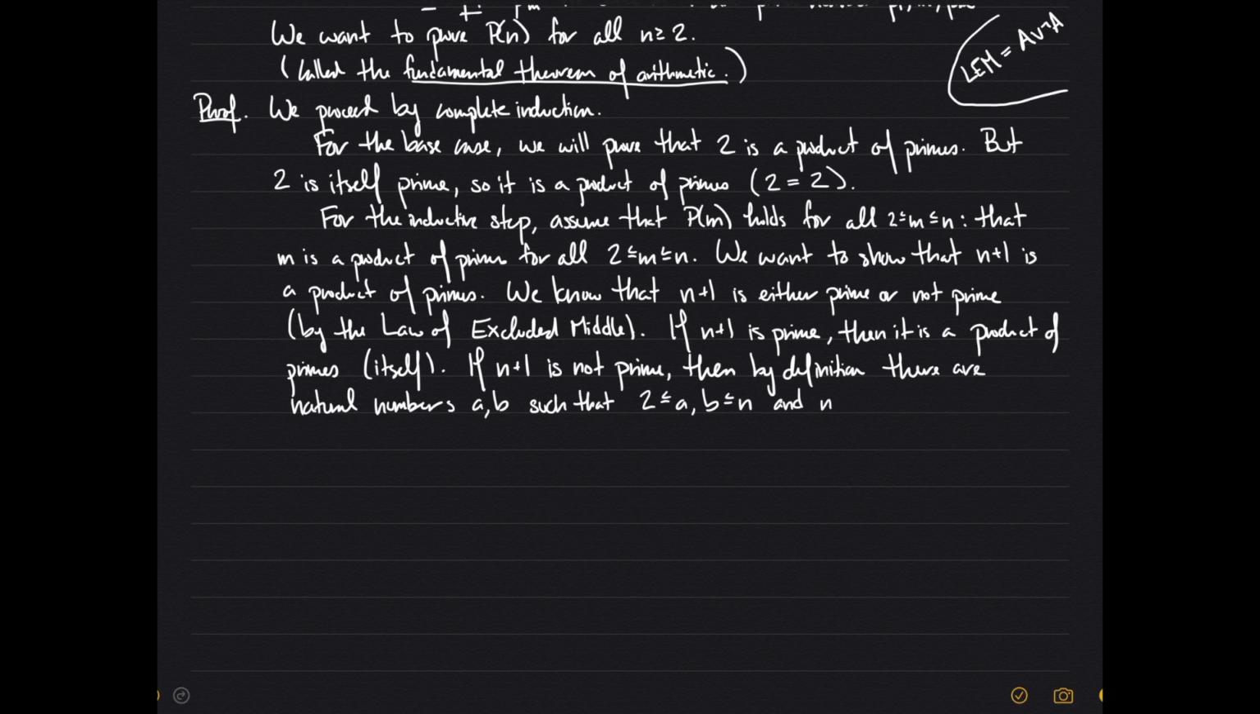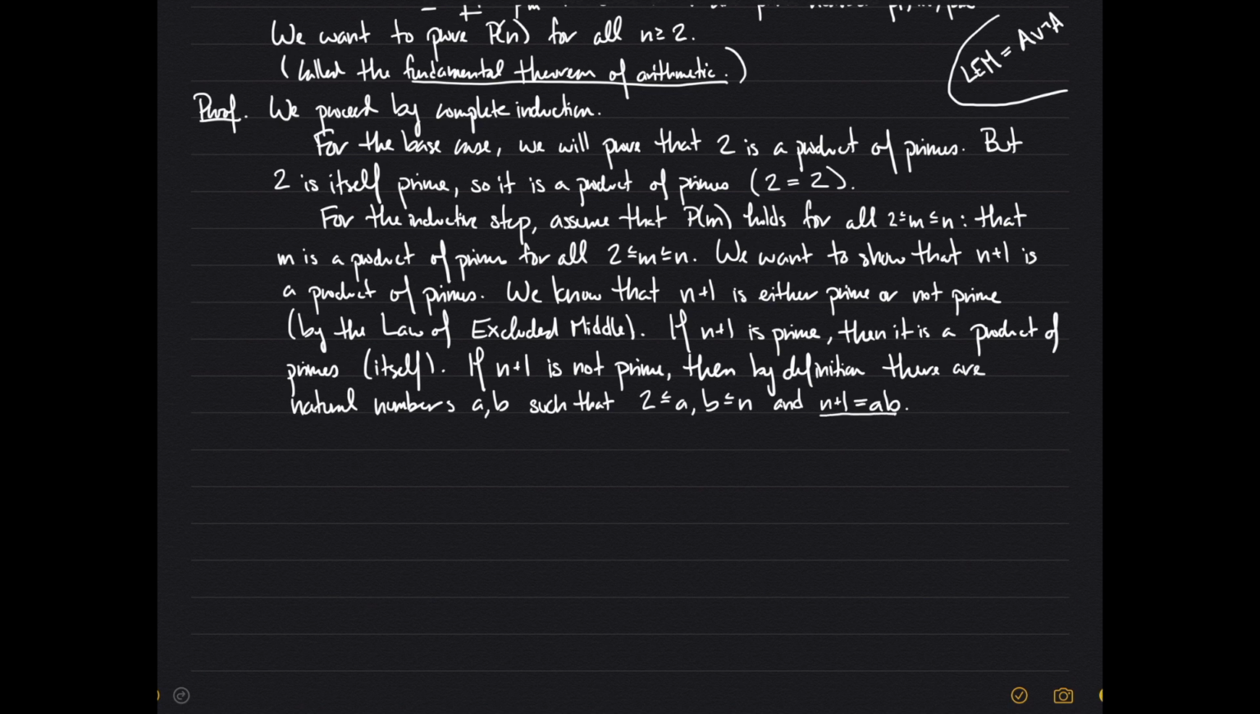And the whole point is that their product is n plus 1. So if n plus 1 is not prime, that means exactly that there are two natural numbers whose product is n plus 1 and which are not 1 or n plus 1, because of course, then nothing would be prime if that were allowed.